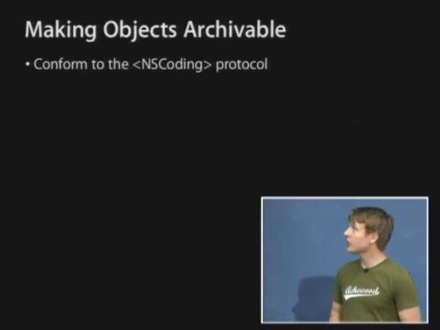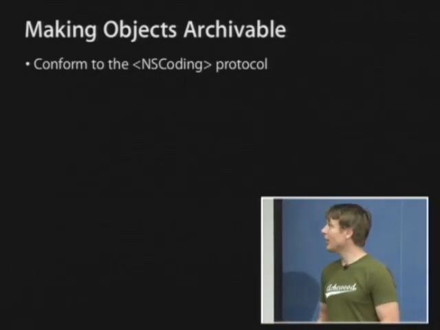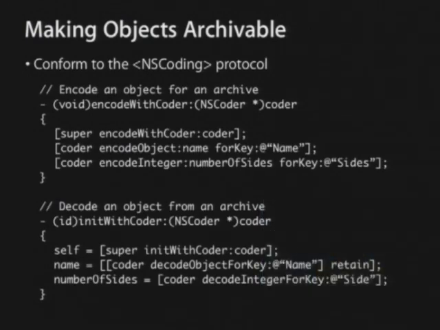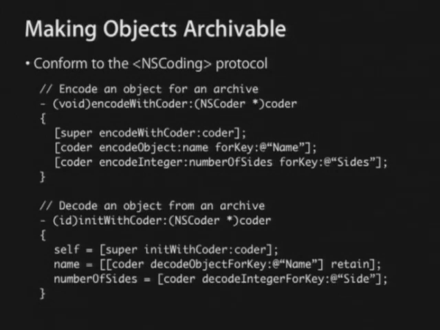So if you want to make an object archivable, there's a protocol. Again, this is like a Java interface that you can conform to. And there are a couple of methods that you need to implement. The first one is encodeWithCoder. What this does is, given an object, well, here it's self, we want to write ourselves out. We want to persist ourselves. So as you can see here in encodeWithCoder, we'll call through to the super method. And then let's say that we're a polygon and we want to be archivable to disk.